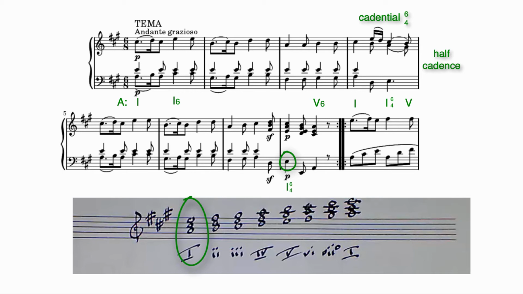Notice again, we are at a cadence, and it is a good place for a cadential 6/4 chord. As you might recall, the cadential 6/4 chords usually occur on strong beats. And here, certainly that chord is on a strong beat. It's on the very first chord of the measure.